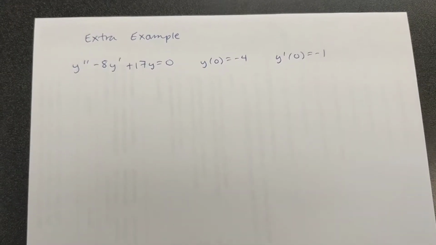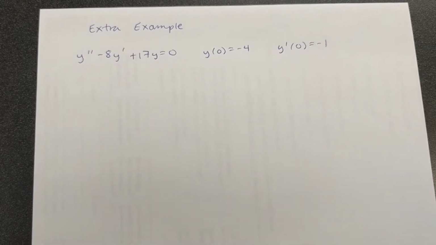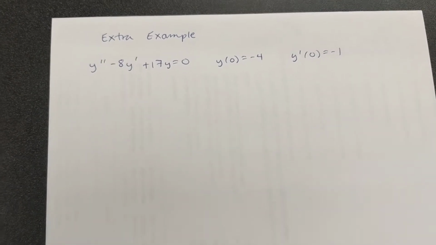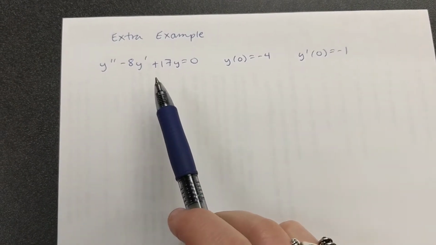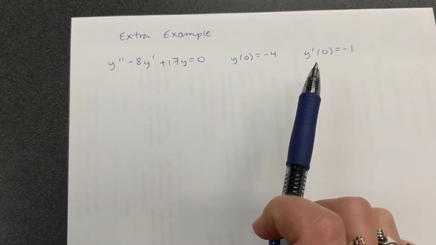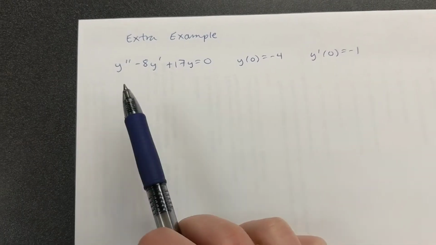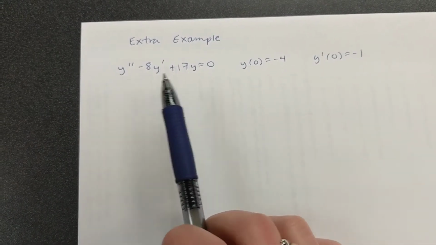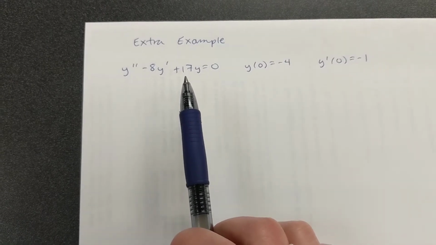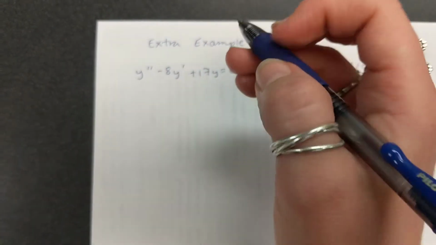And here's the second thing I promised. I promised to give you an extra example of the stuff that we did in class on Monday. So notice here that I've given you a specific second order differential equation with an initial condition and a derivative initial condition. So our first step in any of these differential equations, regardless if there's real roots or repeated roots or complex roots, is to write down the characteristic equation.